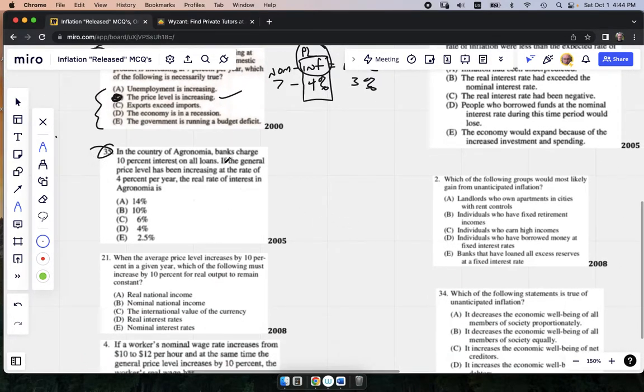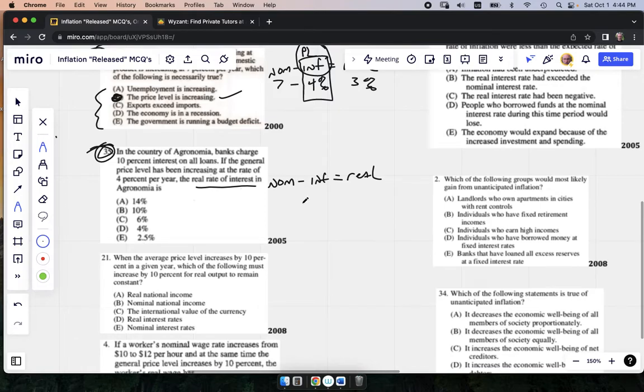In the country of Agronomia, banks charge 10% interest on loans. If the general price level has been increasing at a rate of 4%, the real interest rate... Now, whether we're talking about GDP or interest rates or wages, the same formula helps us. Nominal minus inflation, that's why it's so important. Real. Mostly you need to figure out not only to know this formula, but also when to use it.